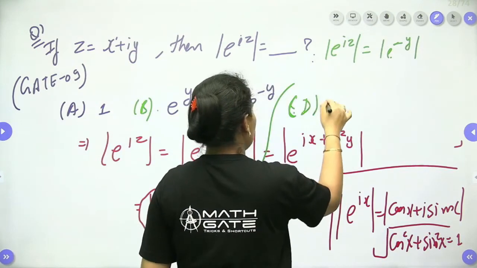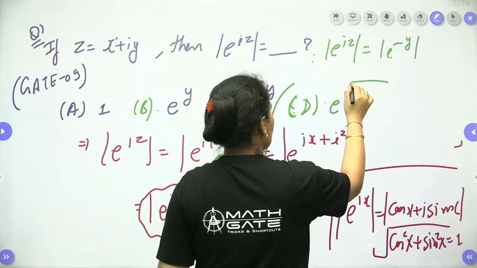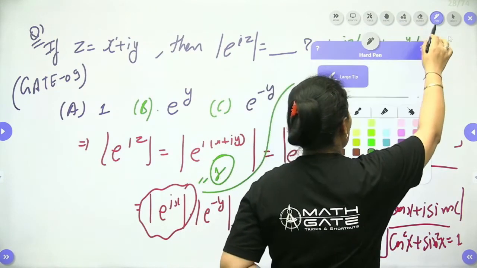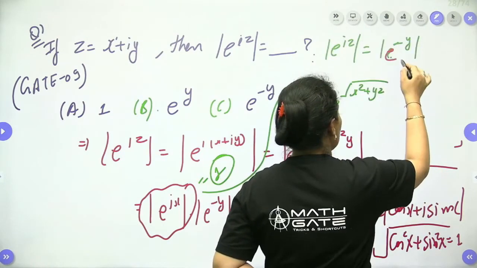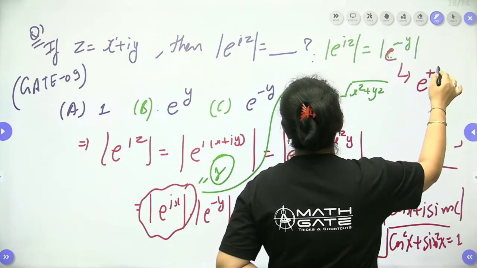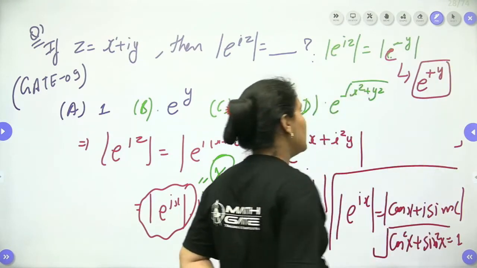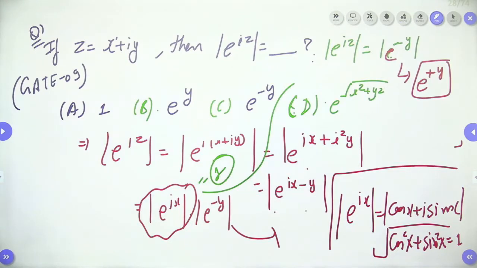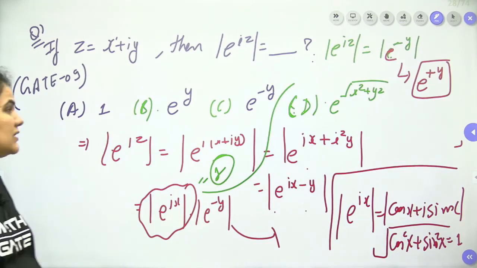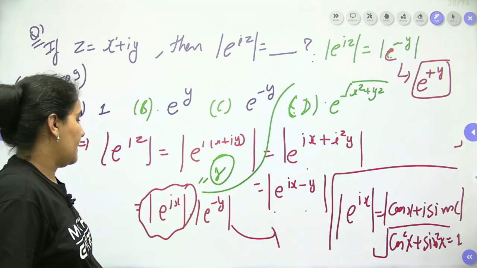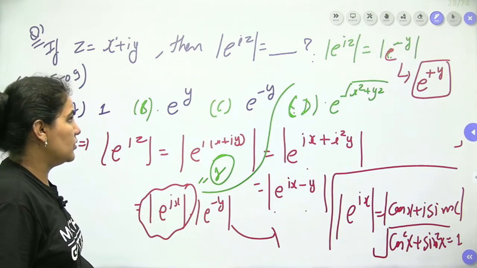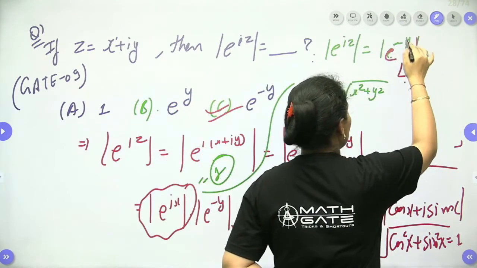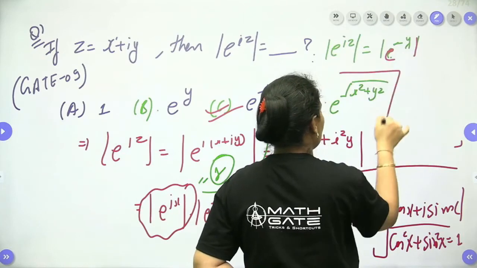We are having directly e to the power root of x square plus y square. So the right answer will be, when we remove the modulus from here, it will be e to the power plus y. When we remove the modulus from here, we will get e to the power plus y only. So should this be the answer, plus y or minus y? It will be minus y. Why? Because we will not remove it.